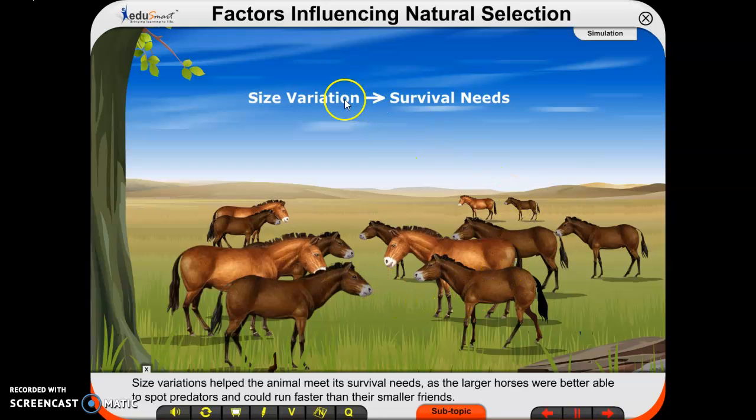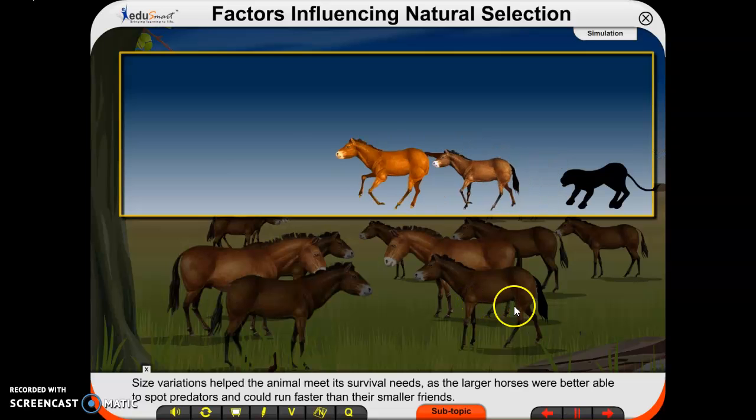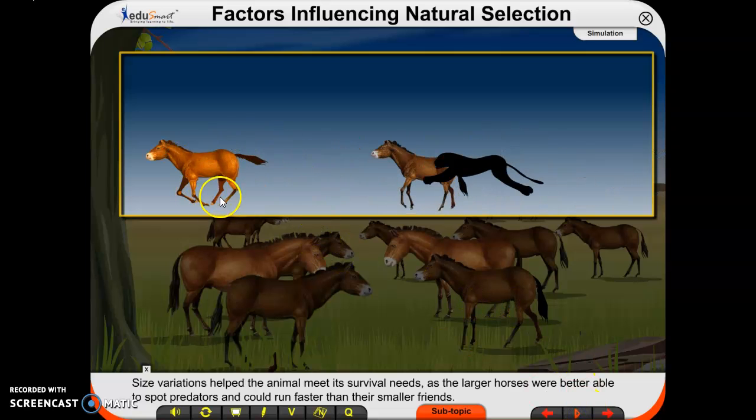Okay, so because we have size variation, some of the horses were better able to survive the environment. Some of the horses were taller, and so they could see the predators coming easier than a shorter horse would. Because the taller horse saw the predator coming, it was able to start running away quicker. Also, horses that were faster were able to get away from the predators. So the horses that were smaller and slower got attacked by the predators and were eaten. Therefore they didn't get to grow old to reproduce and pass on their traits.